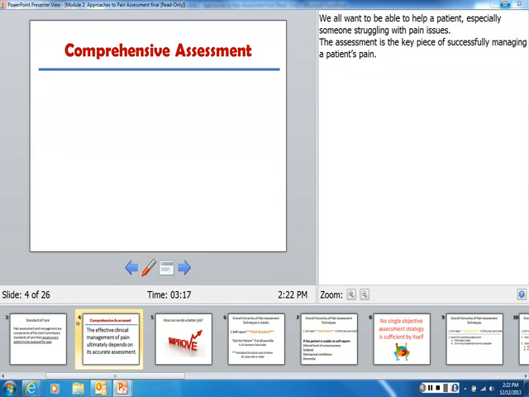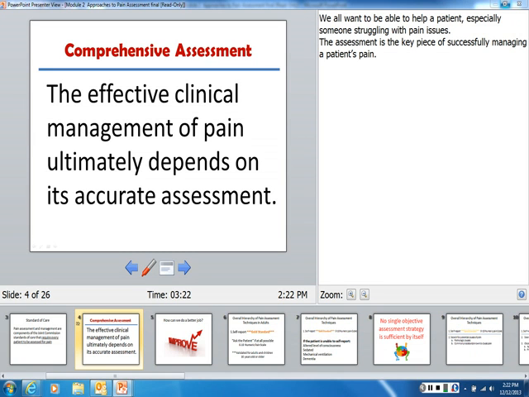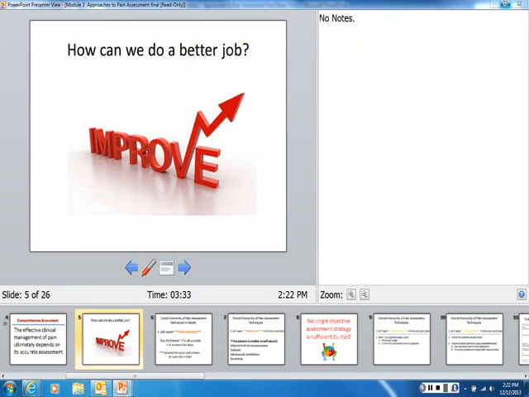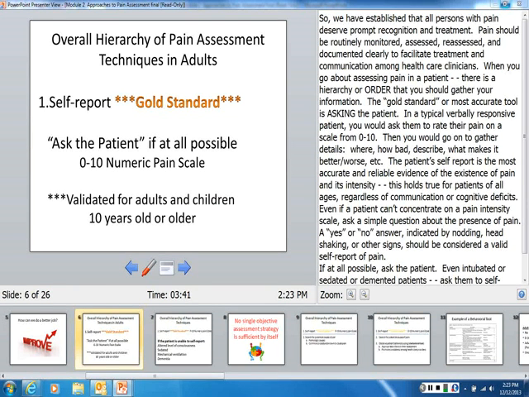A comprehensive assessment of the patient's pain is really the key piece of successfully managing it. The effective clinical management of pain depends on how accurately it is assessed. So, how can we as healthcare providers do a better job? Well, we've established that all patients with pain deserve prompt recognition and treatment. Pain needs to be assessed routinely and documented to make our treatment the best it can be.